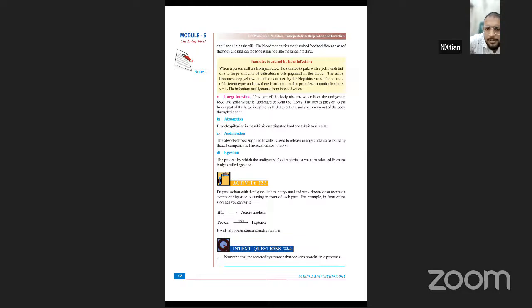So absorption is basically, as I told you, done by the villi. Villi will absorb the simplest form of the food. Blood capillaries in the villi pick up the digested food and take it to all the cells. Assimilation is when the absorbed food is broken down so that energy can be released from it. And egestion is the undigested food which goes through the large intestine and comes out through the anus.